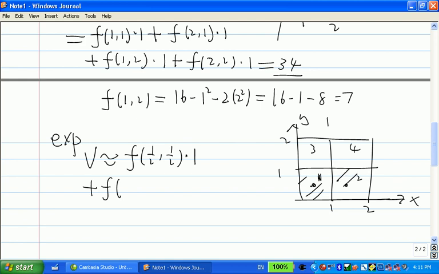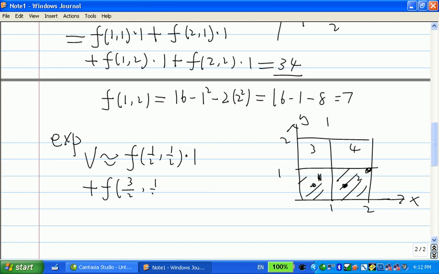Look at the second one. For the second one, use the middle point as the sample point instead of the upper right corner. So the middle point here has x equal to 3/2.